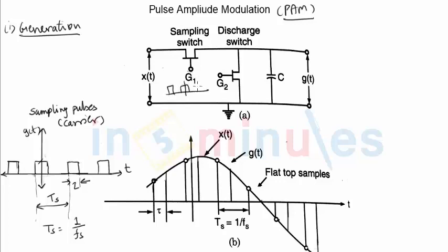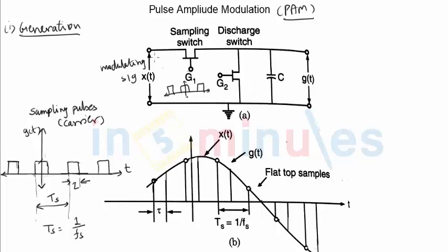So as the first rectangular pulse is applied to the G1 terminal, the sampling switch will turn on and it will be short. In that case, x(t), which is nothing but my modulating signal, will be given to the capacitor. Please remember, in this case, the discharge switch will remain open. So as the modulating signal goes to the capacitor, it will now start charging.